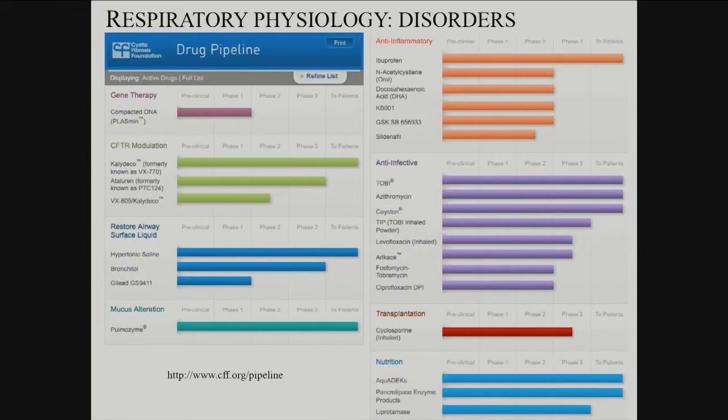Kalydeco is starting to look pretty good. Actually, that's now being used broadly. But typical cystic fibrosis treatment now is to do all of these things. So it's an incredibly complex chronic disease to manage. You try some CFTR modulation. You help loosen up the mucus with hypertonic saline.